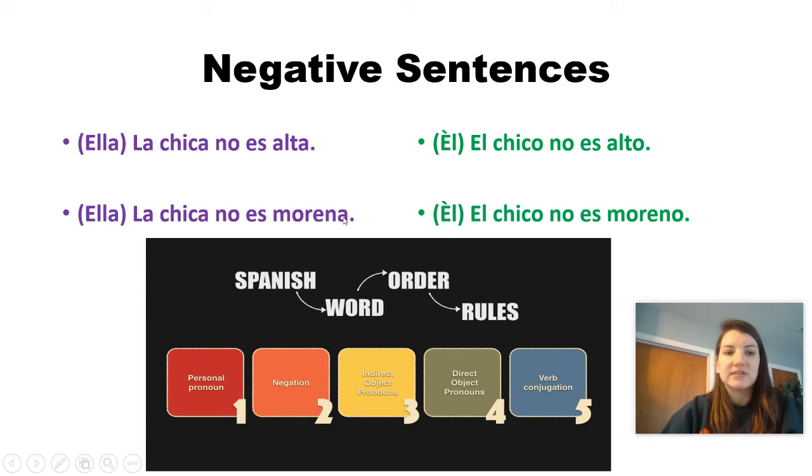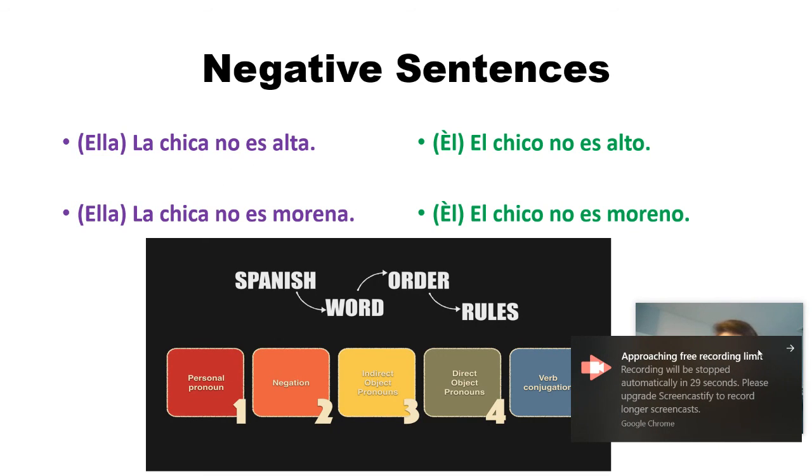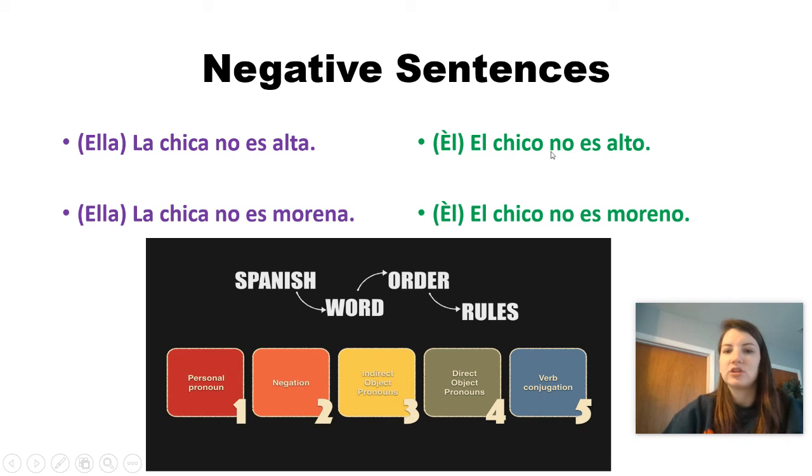When putting together negative sentences, there's a specific order you have to follow. So first, personal pronoun, then the negation, and then here it says verb conjugation, but for our specific example, we're using adjectives. So la chica, this noun, the personal pronoun is she or ella. So ella no es alta. The girl is not tall. And here, el chico no es alto. So the no comes after the nouns or the personal pronoun.